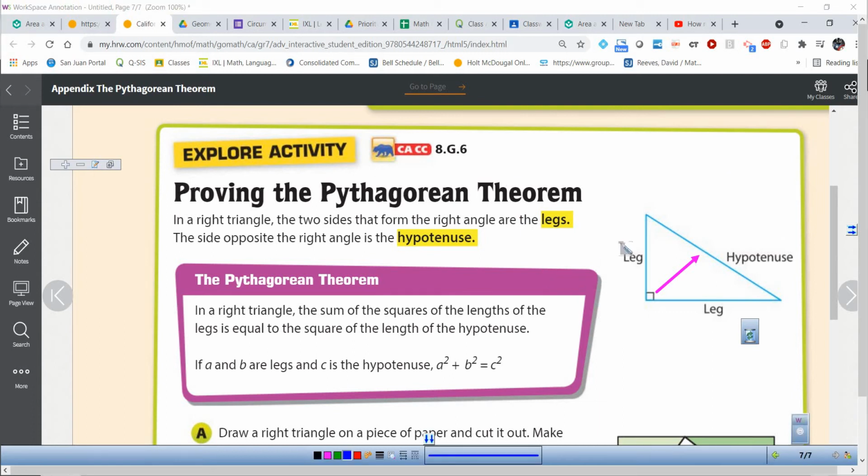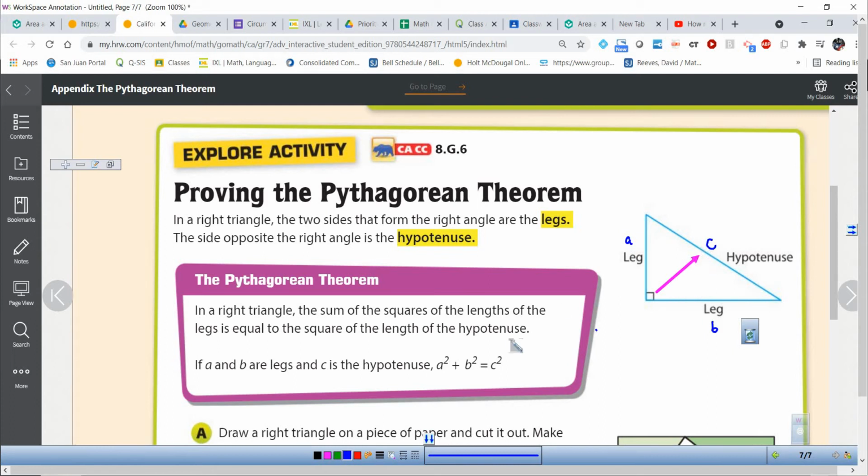When we label these, we refer to the first leg as A, the second leg as B, and the hypotenuse as C. By the way, the legs are interchangeable, so I could make this leg A and this leg B. It doesn't matter, but what is not interchangeable is the hypotenuse, which must be C. So label whichever leg you want A or B.